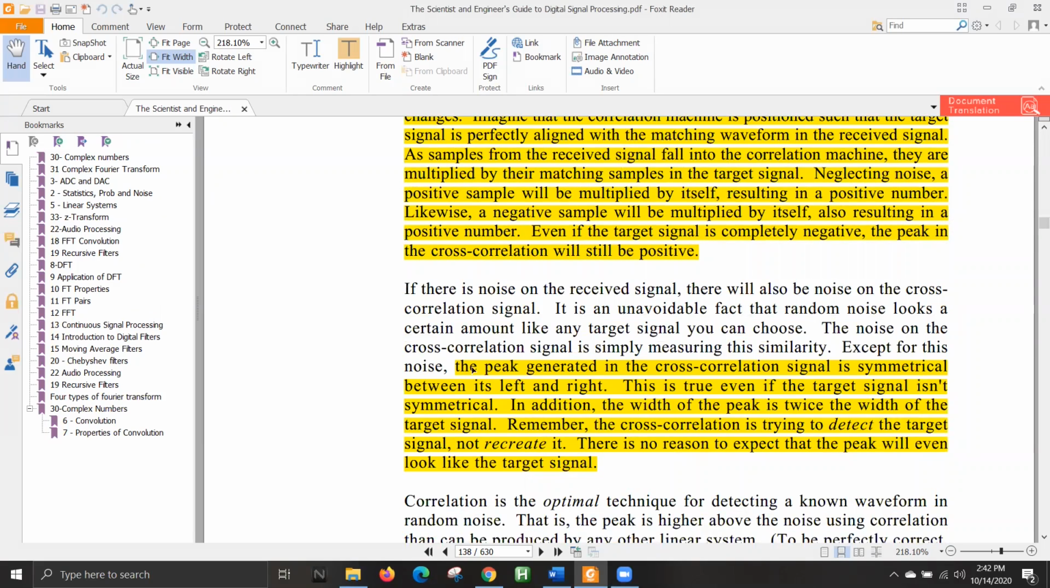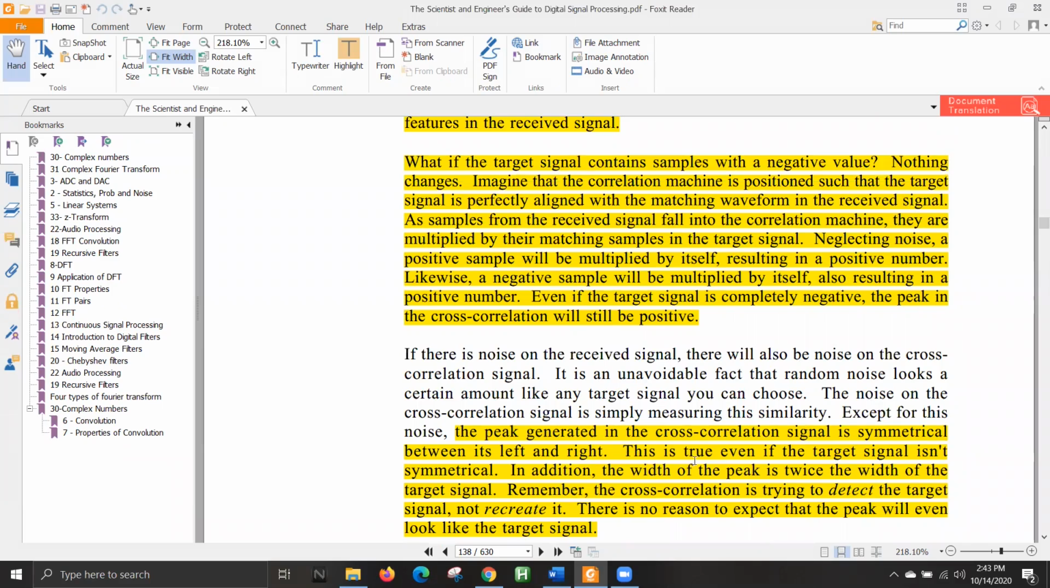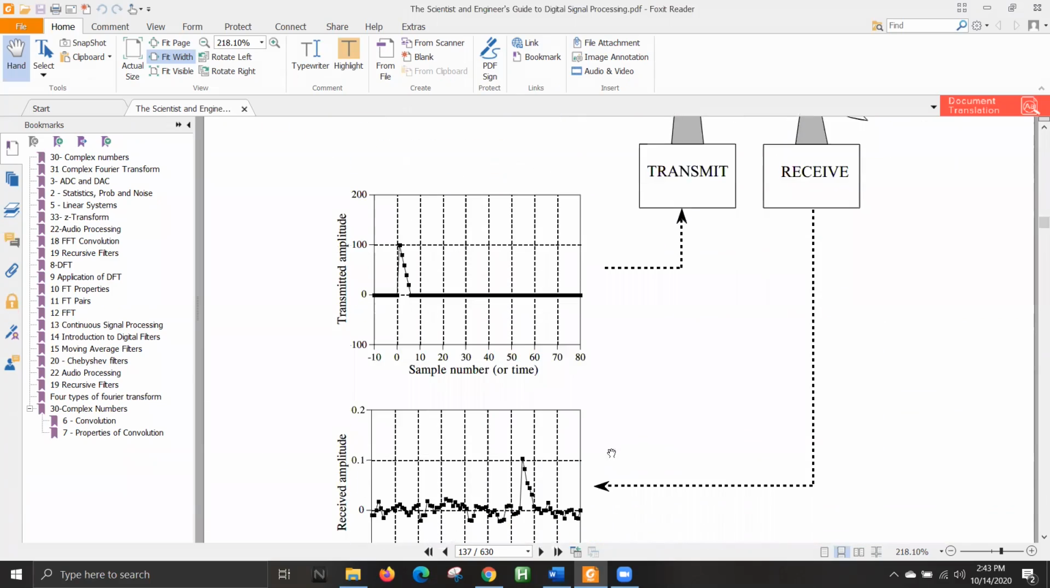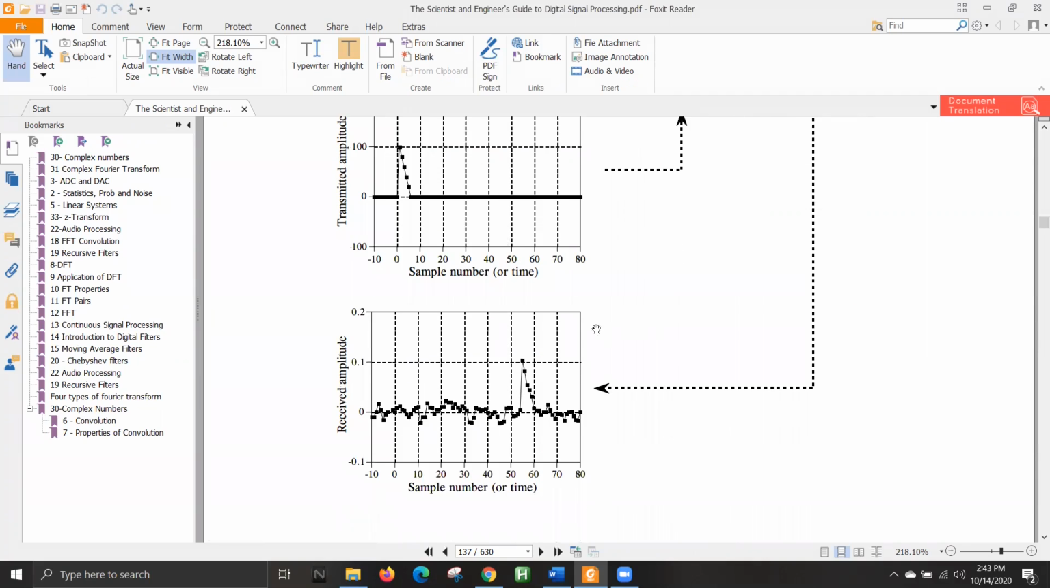Okay, and another thing is that the peak generated in the cross correlation signal is symmetrical between left and right. And this is true even if the target signal isn't symmetrical. This is actually very easy to notice. Just think of it this way. When you are considering this target signal and sliding it around to find where it matches in this received signal, suppose this particular point, when it is in here, the last point gets multiplied with the first point here, and you're going to get something for this.